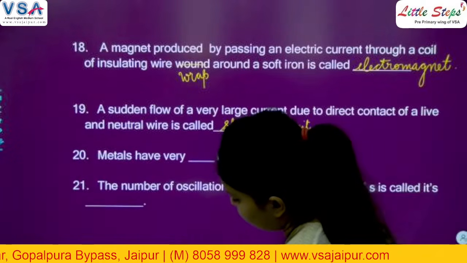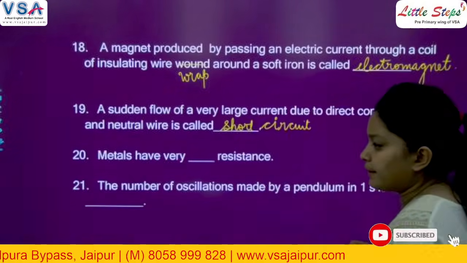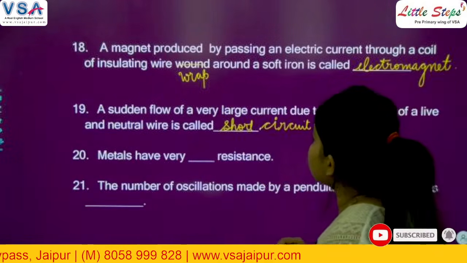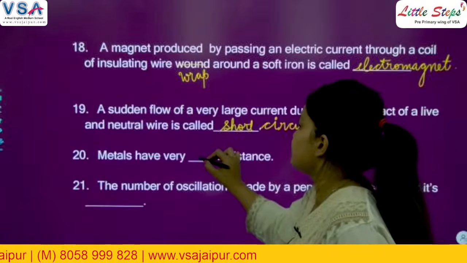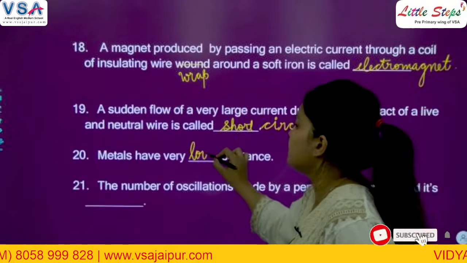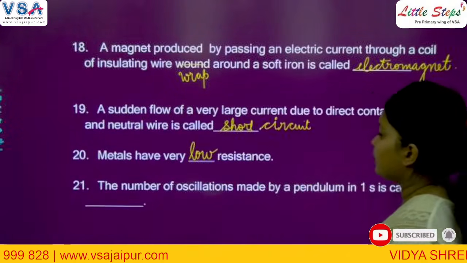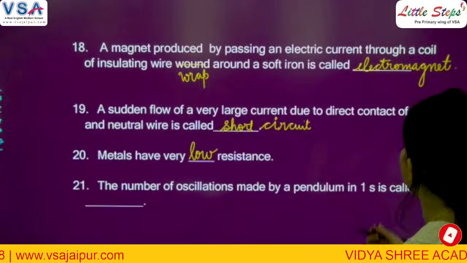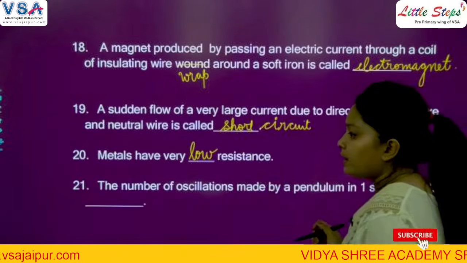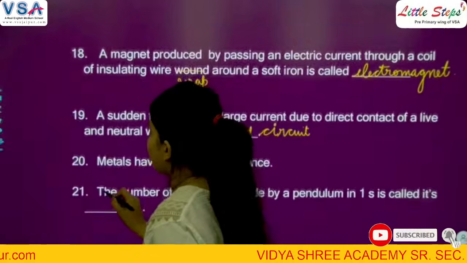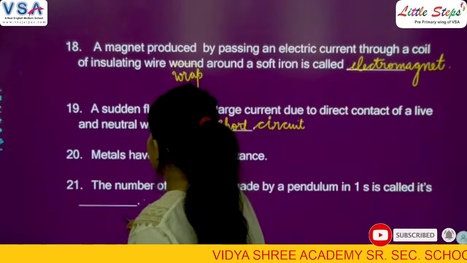Yes, Jadip is commenting electromagnet, yes it is correct. Metals have very dash resistance, as you all know, metals have very low resistance. The number of oscillations made by a pendulum in 1 second is called its frequency. What we call it? Frequency.